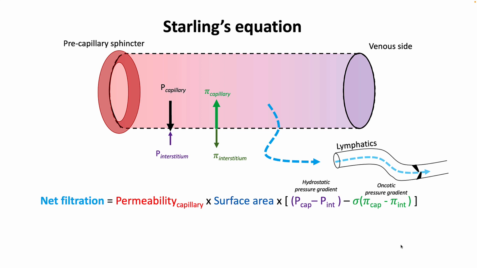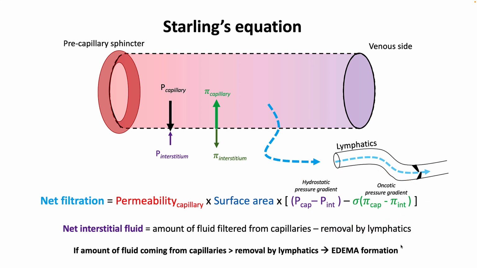In the previous lecture, we discussed the Starling equation, so please go ahead and review that. But in short, net filtration from any capillary depends upon the permeability of the capillaries multiplied by surface area and multiplied by the pressure gradient, of which there is a hydrostatic pressure gradient and oncotic pressure gradient. And net interstitial fluid accumulation will depend upon the amount of fluid that is filtered minus that removed by lymphatics.